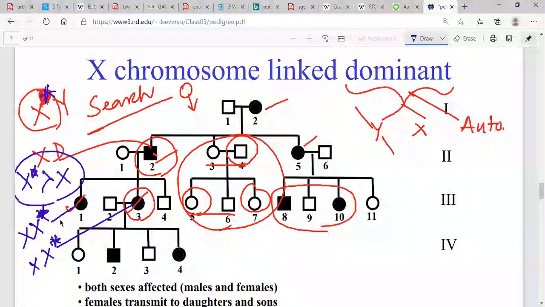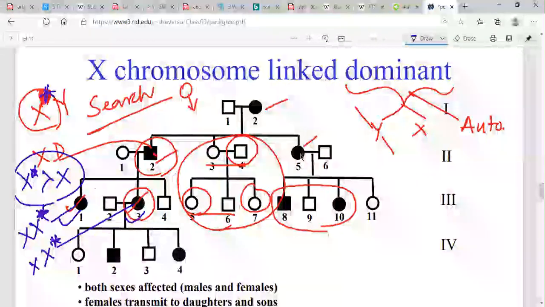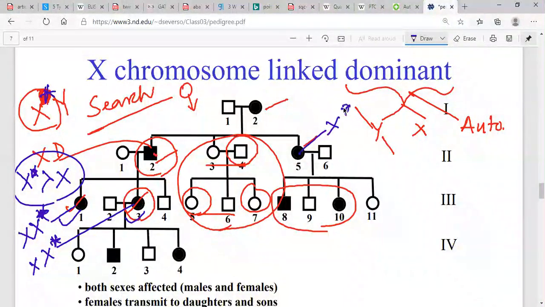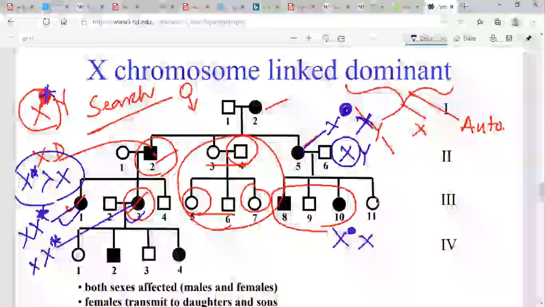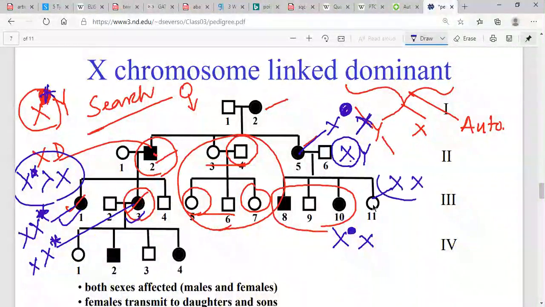So all the female daughters will express the trait if it is inherited from the father. Again you see if the female is affected here, X dominant and X here, partiality will be there. Some females could be affected, some females may not be affected. Why? Because his father is totally okay. So this phenotype will be like this, XX. So there is a partiality, male and female both will be affected.